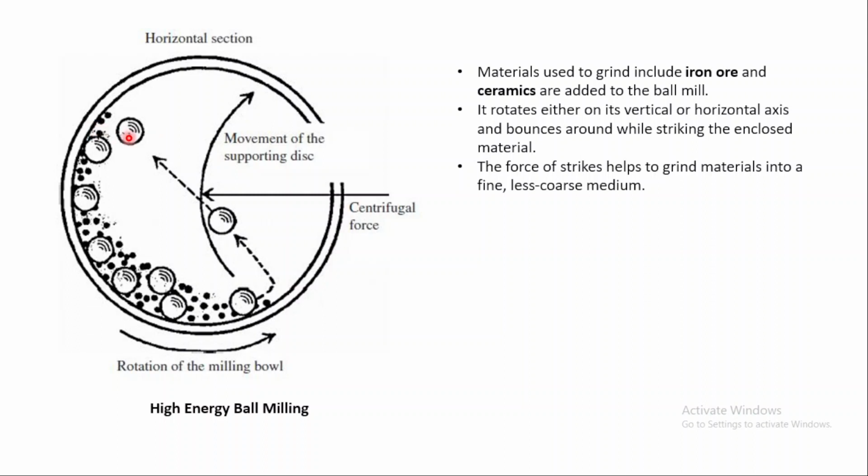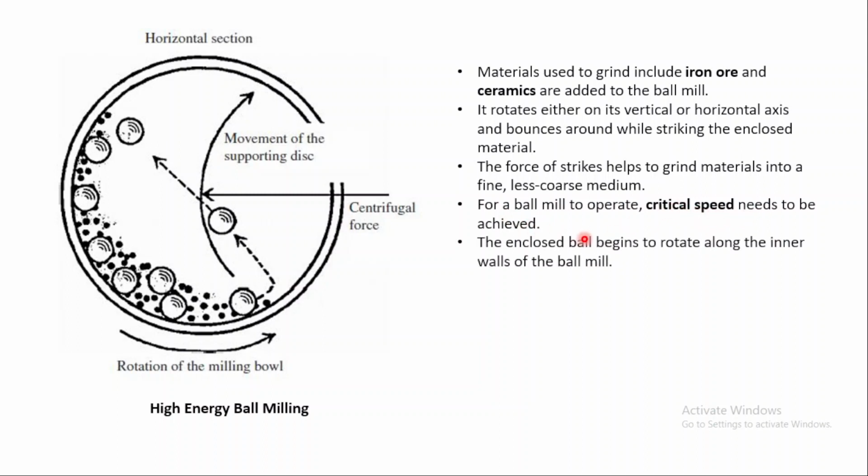And nanoparticles are much smaller in size than dust particles. So we need fine to less coarse grinding of these bulk materials in a high energy ball mill for obtaining nanomaterial size, right? And for that, we need a parameter called critical speed. For a ball mill to operate, critical speed needs to be achieved. Now, what is critical speed? Critical speed is the minimum speed below which nanoparticle size cannot be achieved.